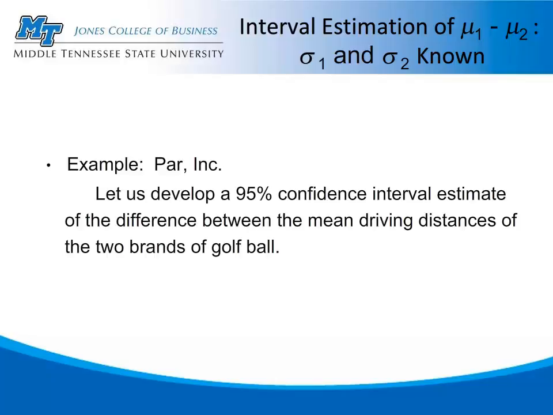Now, we're going to take the sample information that we have and generate the 95% confidence interval estimate of the difference between the mean driving distances for the two brands of golf ball. We're setting up group 1 as being par and group number 2 as being wrap. We're assuming that par on average is going to be longer than wrap, so when you take the par and subtract the wrap, it should be positive.